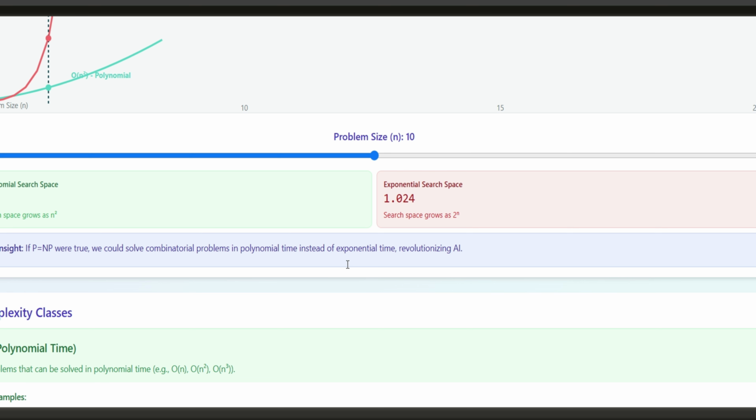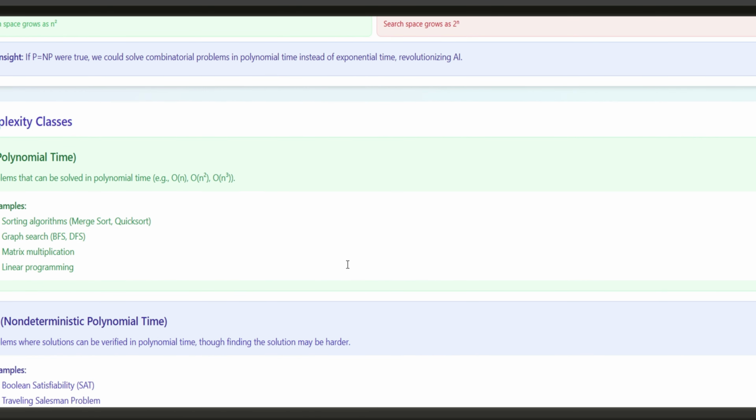And let's talk about what P and NP actually include. Problems in P are the ones we know how to solve efficiently. Polynomial time, like O(n squared) or O(n to the power k), and sorting algorithms like merge sort or quick sort are in this group. So are graph algorithms like BFS and DFS. Even matrix multiplication and linear programming fall under this category. We have known algorithms that solve them efficiently.